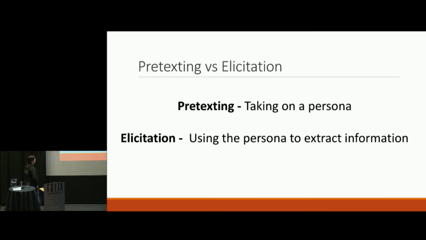So if we look back then, pretexting, we've talked about, is taking on a persona, and elicitation is using that persona to extract the information. So the pretext is you acting, pretending to be someone else, and then the act of elicitation is you using that persona to try and draw that information out of someone.